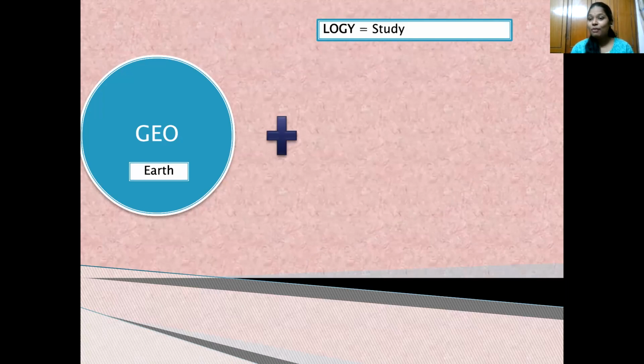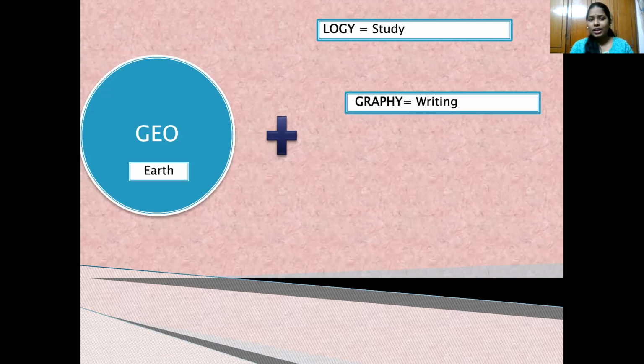When we are studying about the earth, how it is formed and everything, all the things about the earth, that is geology. If we add graphy to geo, then it becomes geography, right? So graphy actually means writing. So writing about the earth, all this comes under geography.